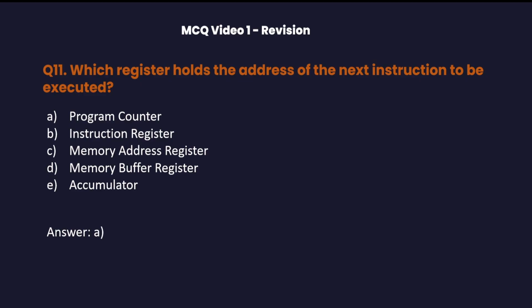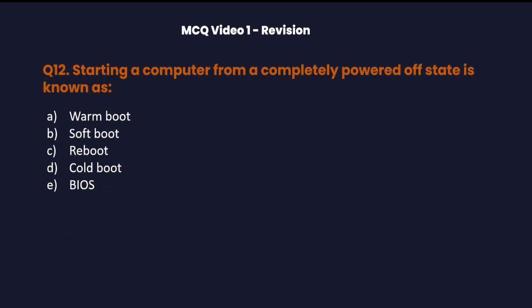The right answer is option number A, program counter. Registers, important topic. You must know the functionality of all these registers. Question number 12. Starting a computer from a completely powered off state is known as. The answer is option number D, cold boot.